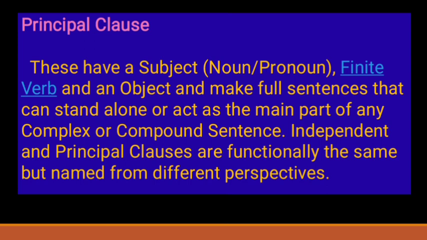Next, we have principal clause. These have a subject, noun or pronoun, finite verb, and an object and make full sentences that can stand alone or act as the main part of any complex or compound sentence. Independent and principal clauses are functionally the same but named from different perspectives.